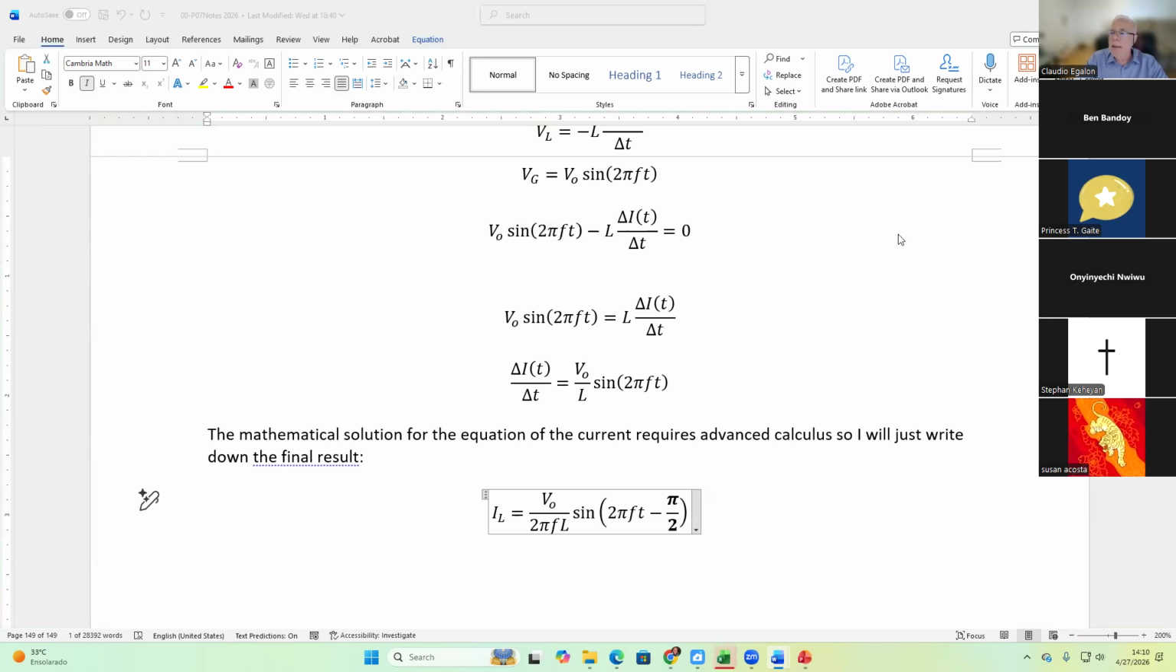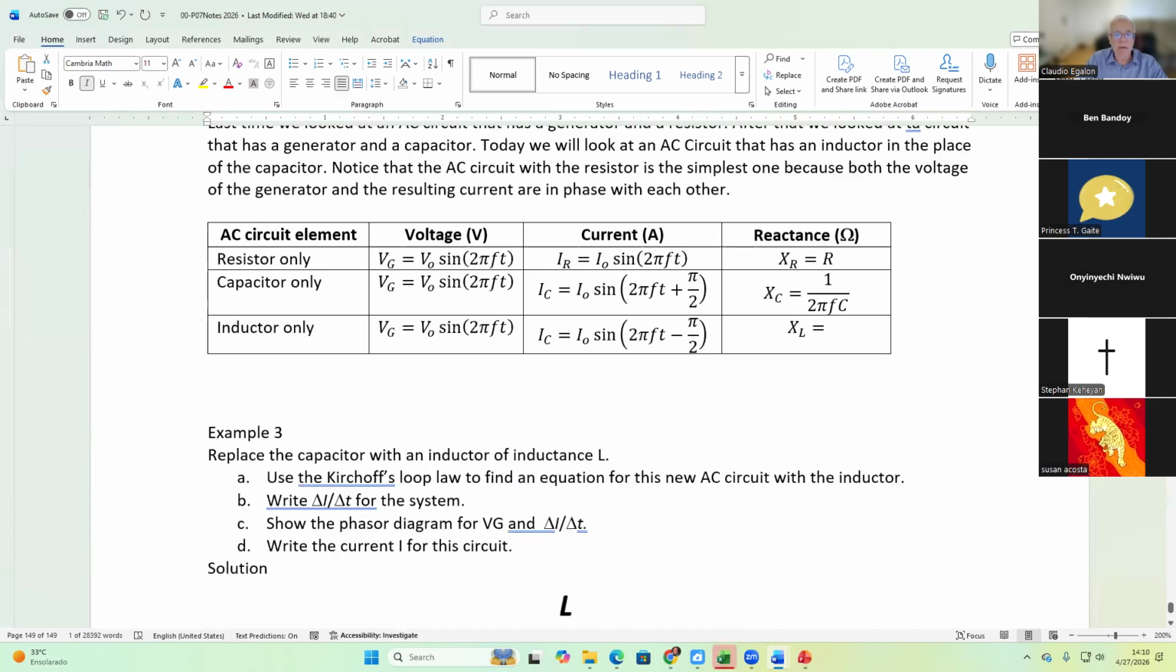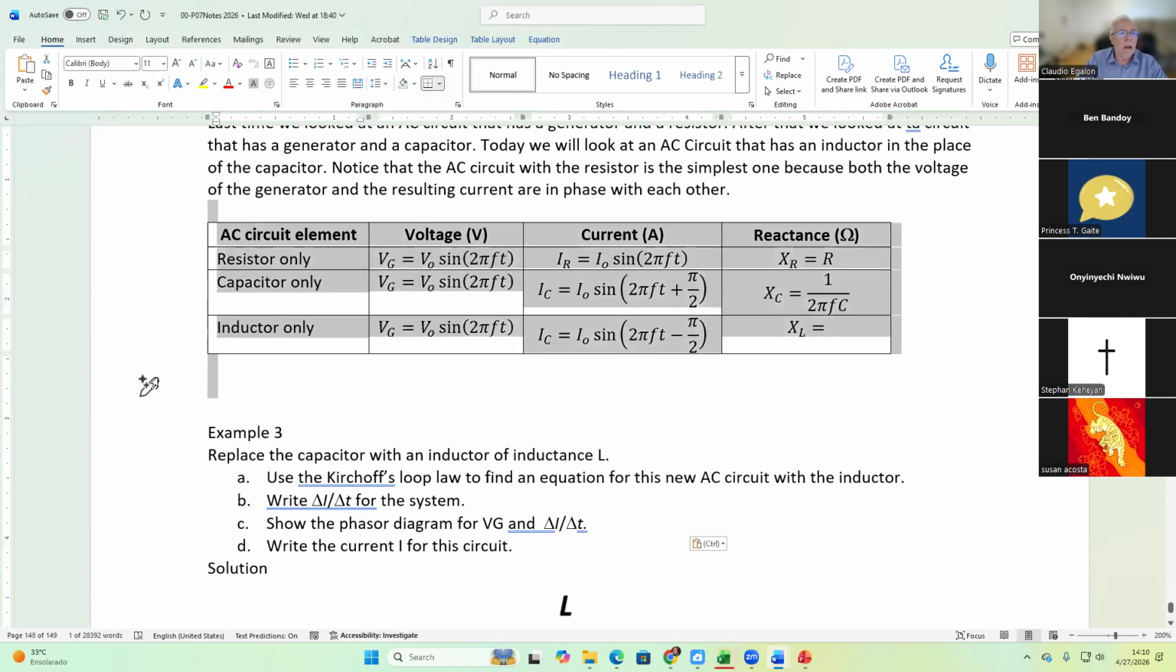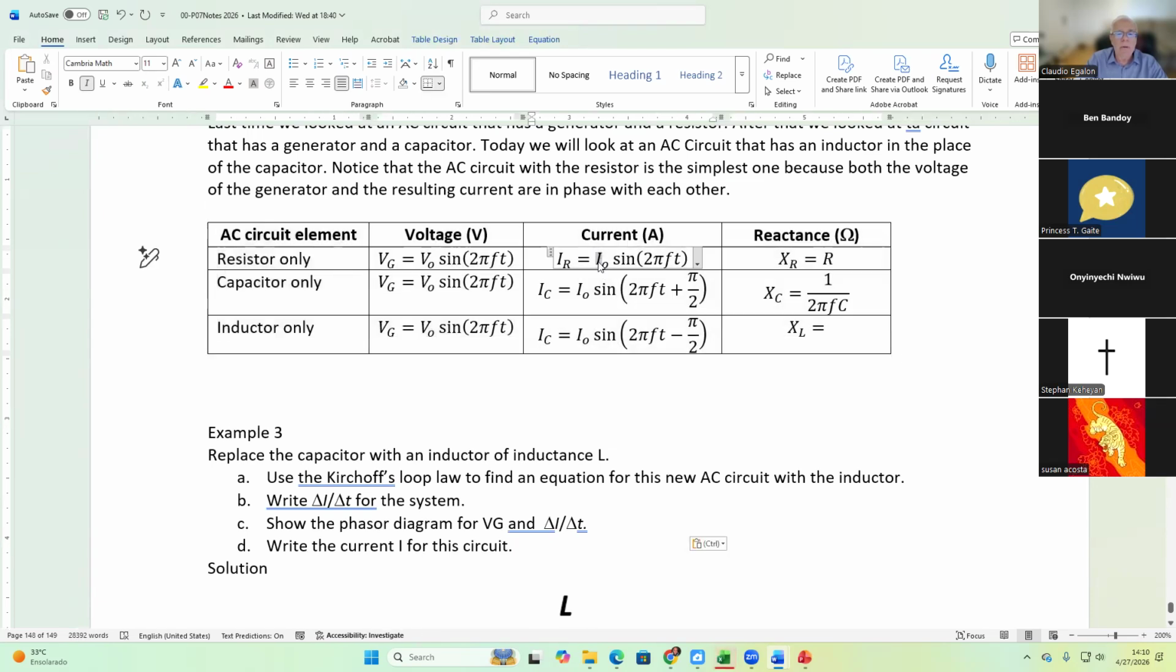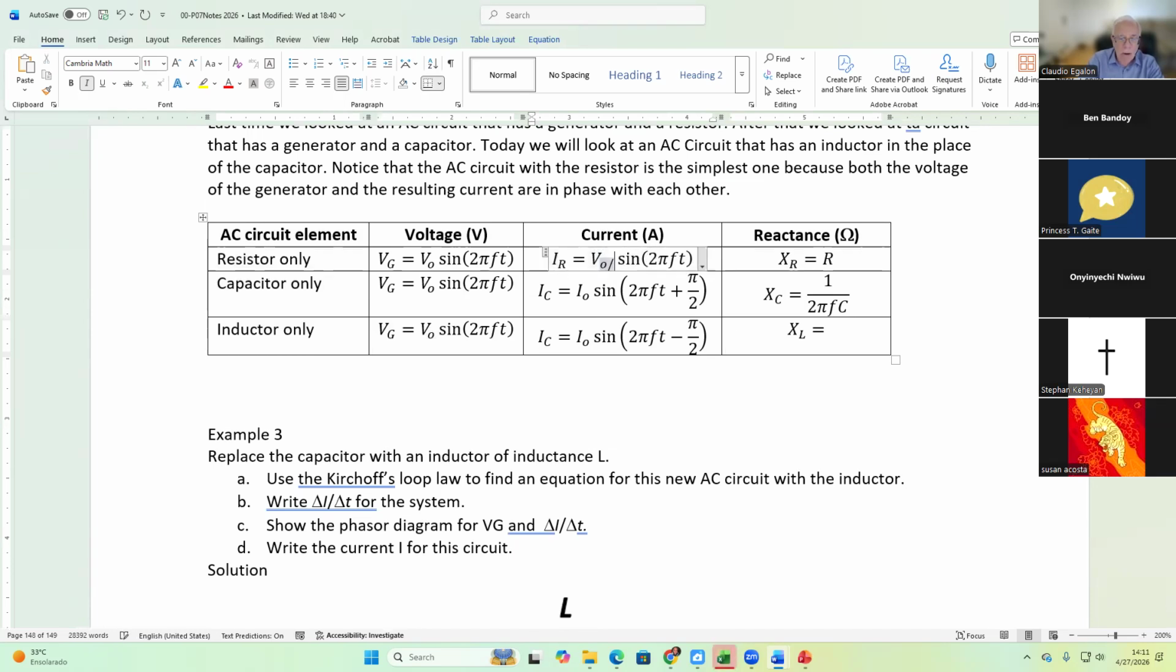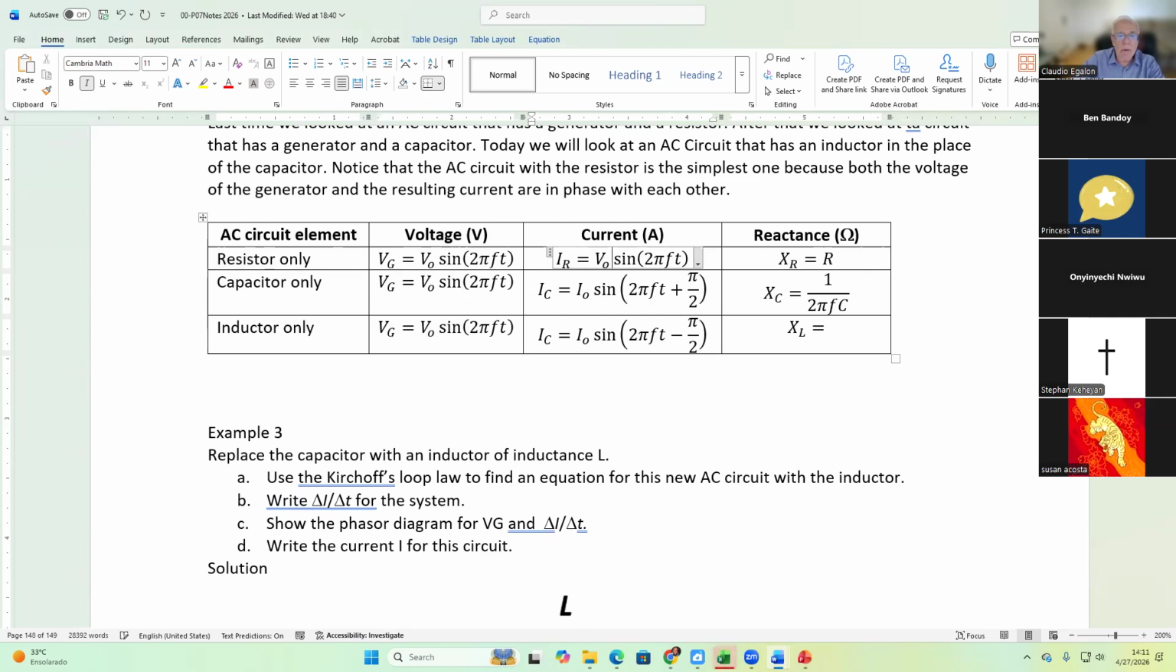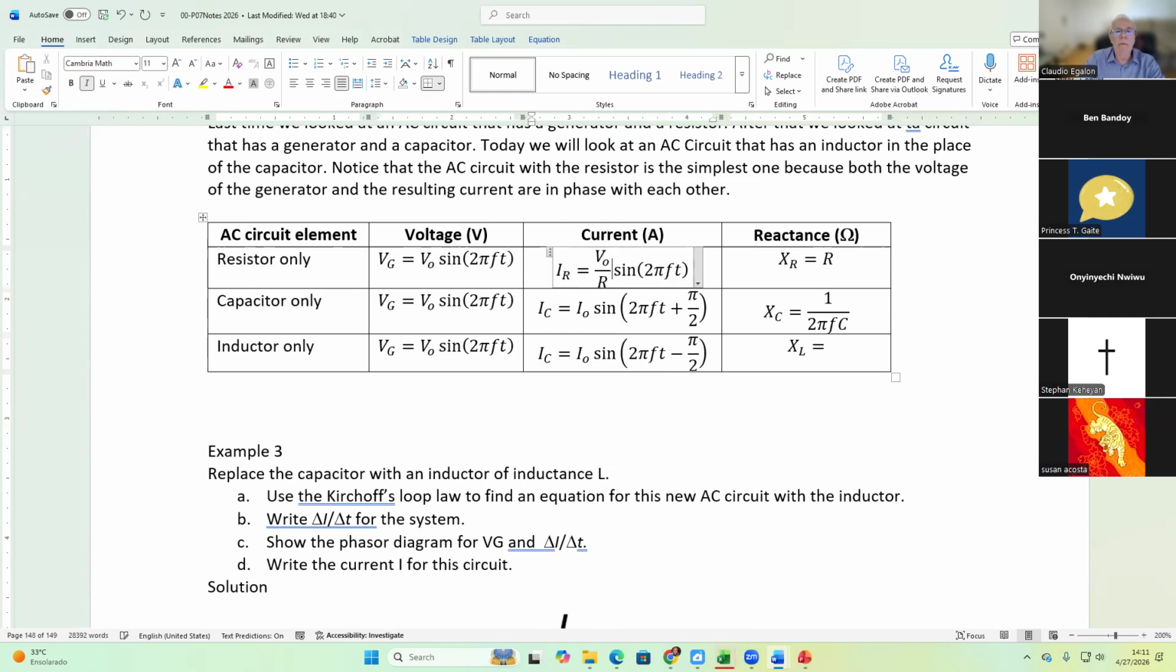Okay, and now we can continue with our table, the table that I started out there. So here we go, current. Instead of putting I naught, I'm going to put V naught over R. Here you go. V naught over R.